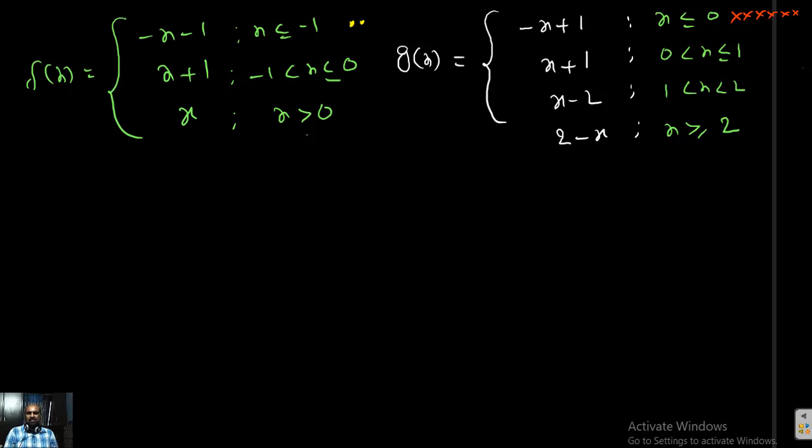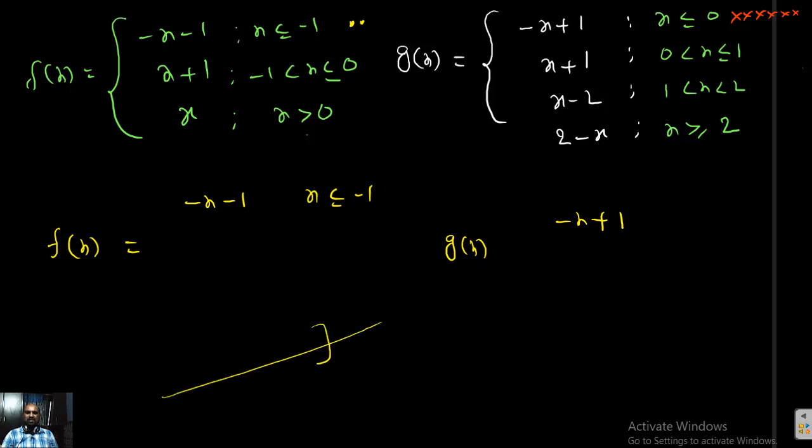Students, listen. f of x is equal to minus x minus 1 for x less than or equal to minus 1. g of x equals minus x plus 1, actually for x less than or equal to 0. But I want to break the interval at minus 1, so I can say x less than or equal to minus 1 and minus 1 less than x less than or equal to 0.